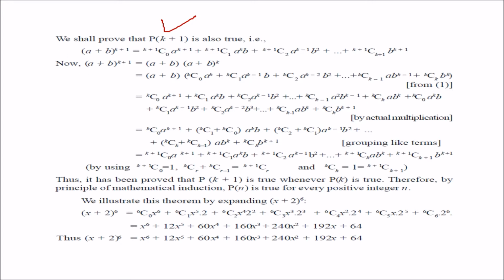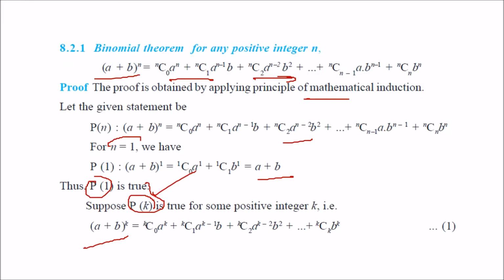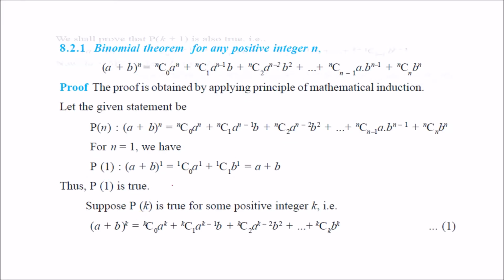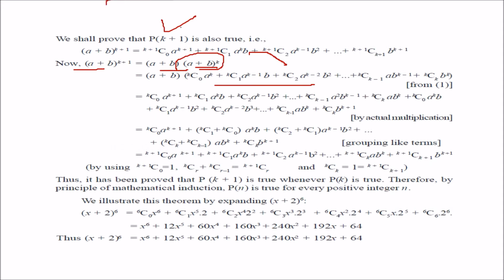Let us see whether it is true for P(k plus 1) or not, if we assume it to be true for Pk. So (a plus b) to the power k plus 1 gives you (a plus b) into (a plus b) to the power k. What is this (a plus b) to the power k? This we have already found out from here, the previous one. We are going to place this here. When we place it and multiply it, we have to use these expressions.